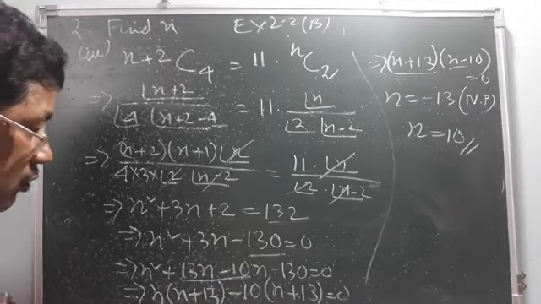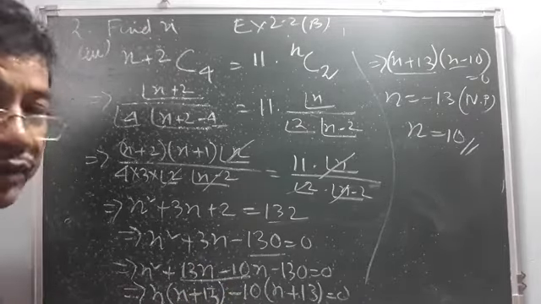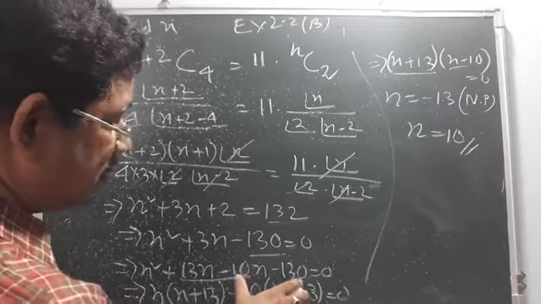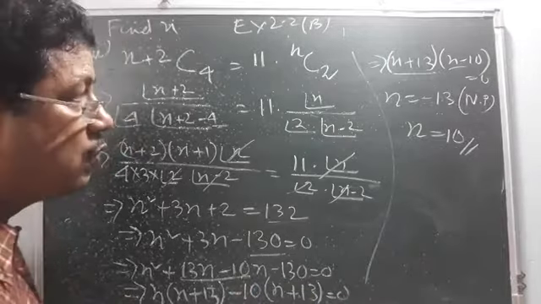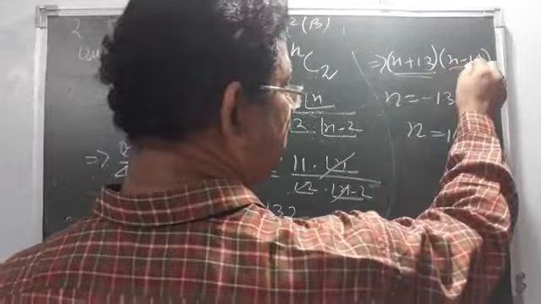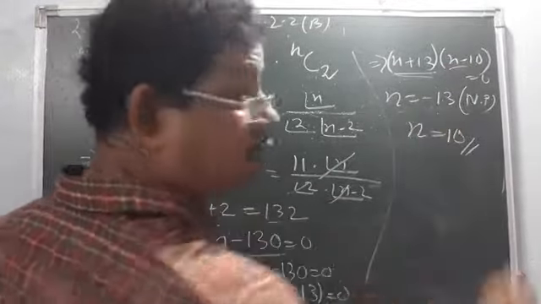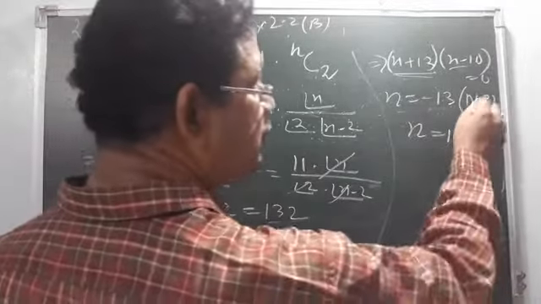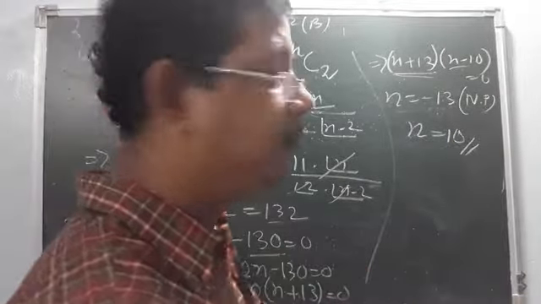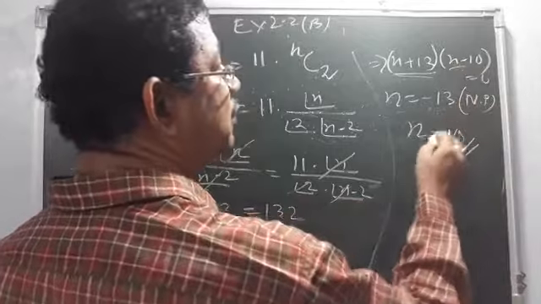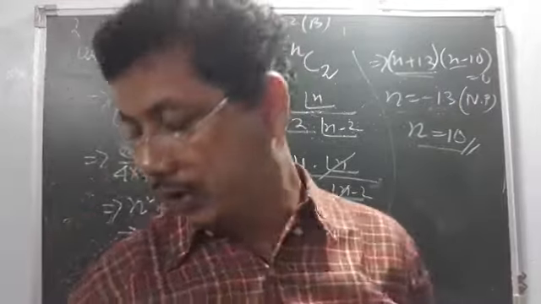If we take n common from these two, it will be n into n plus 13. From that, if we take 10 common, n plus 13. So what do we get? N plus 13 into n minus 10 is equal to 0. This term will give n is equal to minus 13 only, which is not possible. N can never be negative. So this term will give n is 10, which is our required answer.